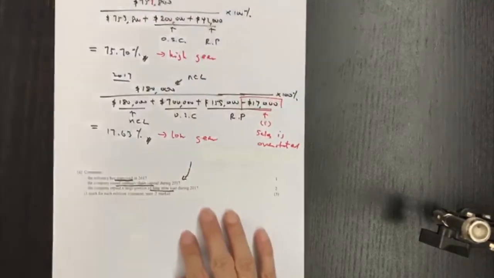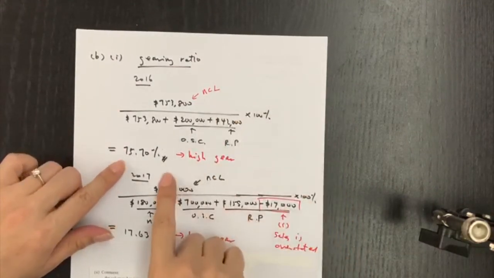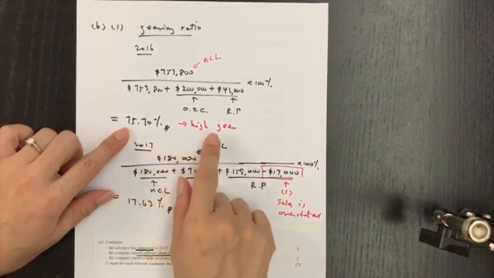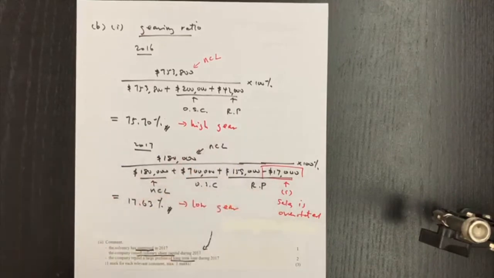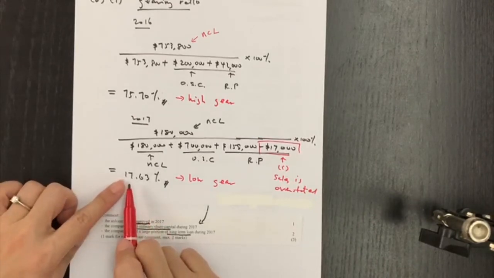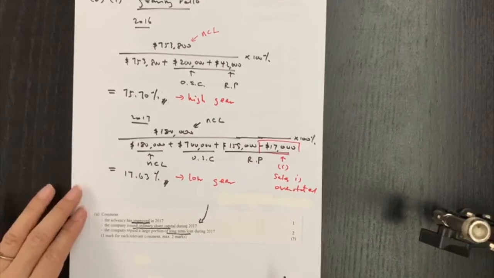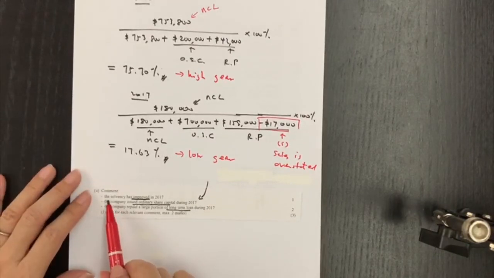Okay, so here is the analysis. Look at the gearing ratio. Last year, 75.7%, which is high gear. High gear means the risk is too high, and this is no good. But what about this year? It dropped to 17.63%. Low gear is much better. So you can describe it this way, saying that the solvency has improved.